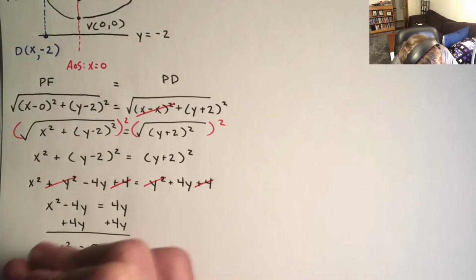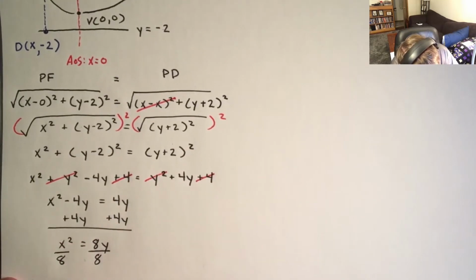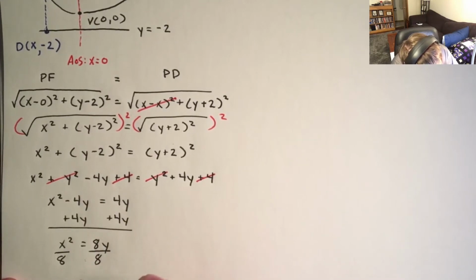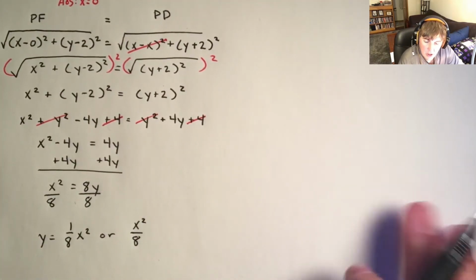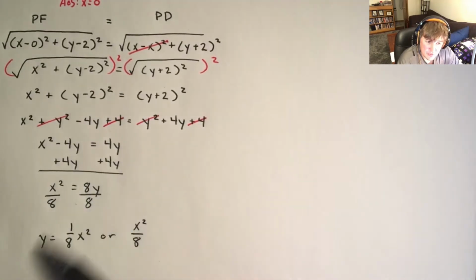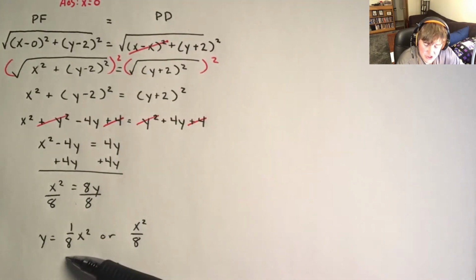Then I need to divide by 8 to get y is equal to, my ideal answer would be 1/8 x squared or x squared over 8. These are the exact same thing. Okay, so really it's just some algebra after you get started.